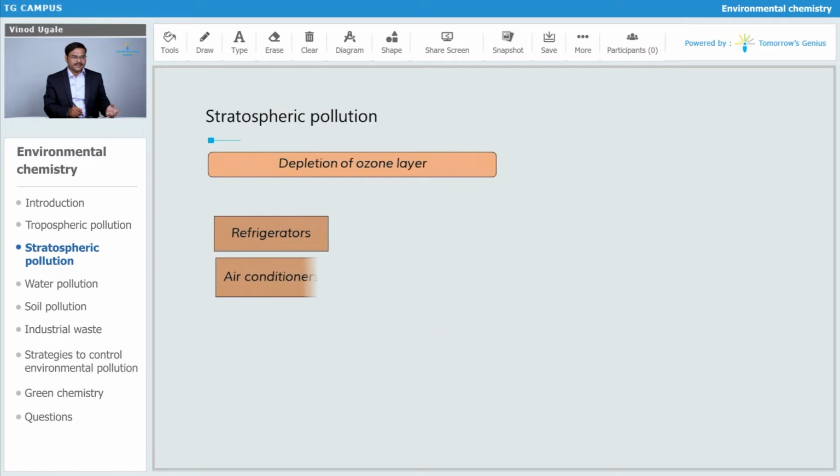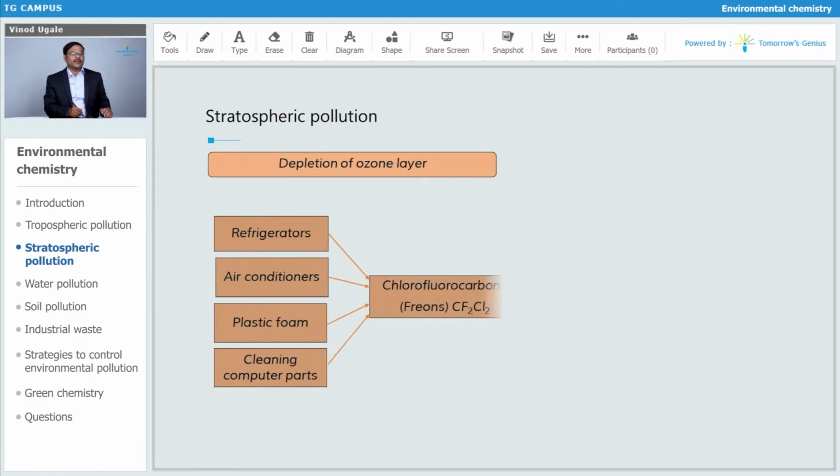So we have refrigerators, air conditioners, plastic foam, and computer part cleaning products. All these contain chlorofluorocarbons. They are also called freons, and the molecular formula is CF2Cl2, chlorofluorocarbon. Why is it used in all these utilities? The reason is this: it is non-flammable, non-reactive and non-toxic. These are the properties of chlorofluorocarbon.